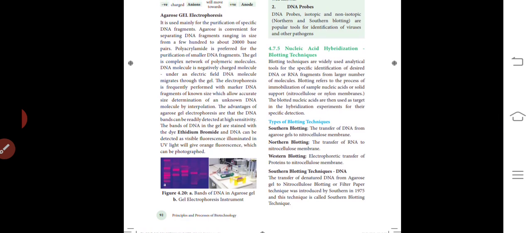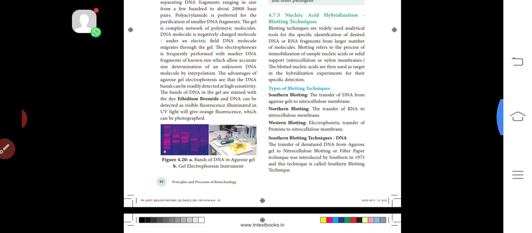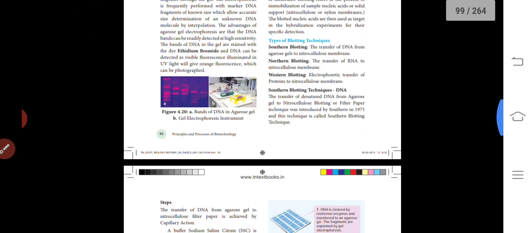So blotting technique is mostly used for these analytical purposes, to identify the desired DNA, or maybe RNA, or protein. All these materials are identified by this blotting technique. It is very easy to identify. So this process is the immobilization of the sample nucleic acid on a solid support. All of this is done in blotting techniques. So now we'll see the types of blotting technique.